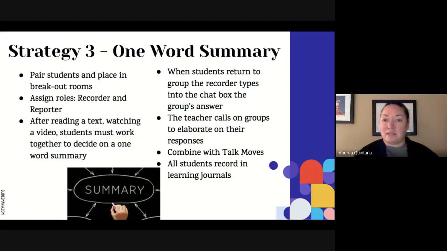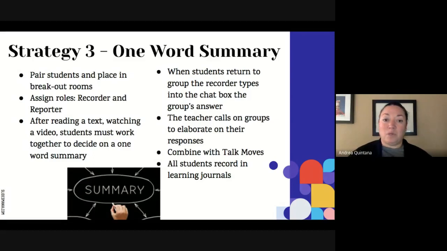So the idea is that students would work either in breakout rooms or digitally with students at home and students in the classroom. They would each have an assigned role, either the recorder or the reporter, and again, these roles can be flipped and switched. After reading a text, watching a short video, or creating an image from content, students will work together to decide what is one word to describe this.